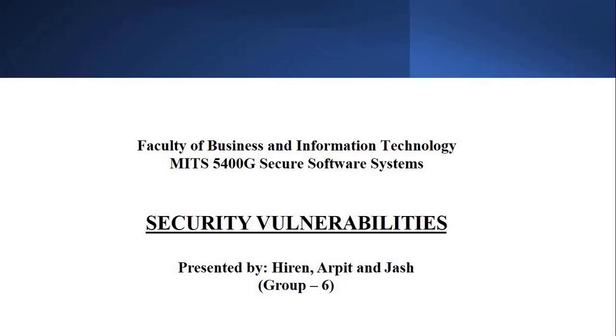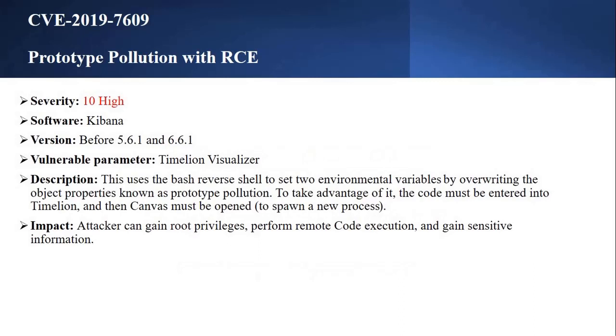Today we are going to discuss three open source vulnerabilities which we have found. To start with, the first one is prototype pollution with remote code execution, and the CVE for this vulnerability is 2019-7609. This vulnerability was reported in the year 2019. The severity score for this vulnerability is 10, which is high, and the affected software is Kibana.